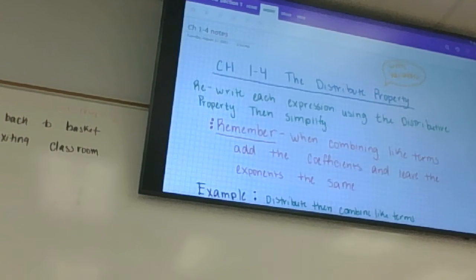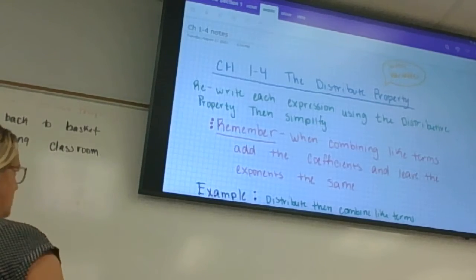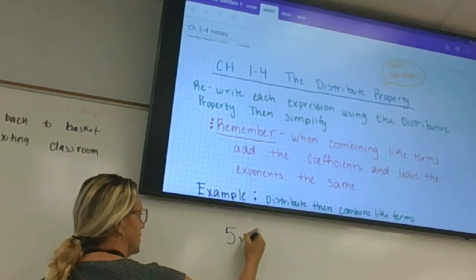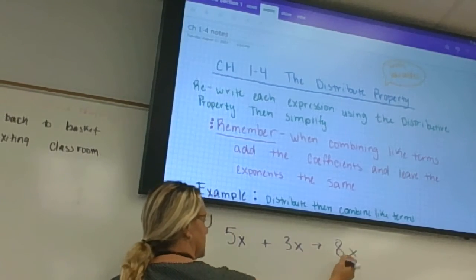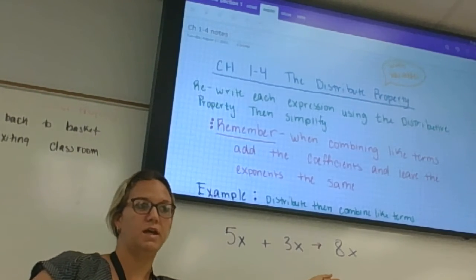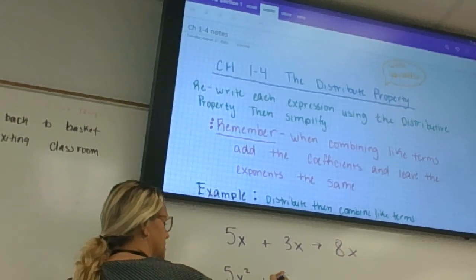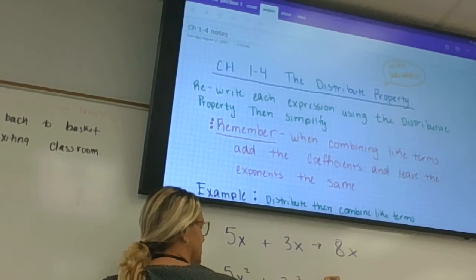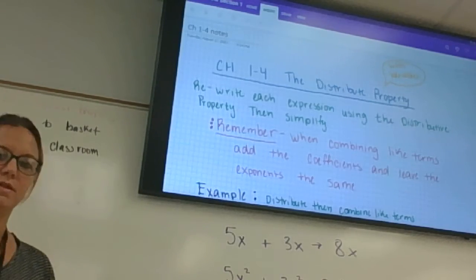So remember, combining like terms. When you're combining like terms, you add coefficients and leave exponents the same. We're going to do an example, but I'll show you what I mean. These are like terms. They both have x. 5 x's and 3 x's make 8 x's, right? And 5x squared plus 3x squared makes 8x squared. We don't add exponents in this type of problem. That's what we're working on today.